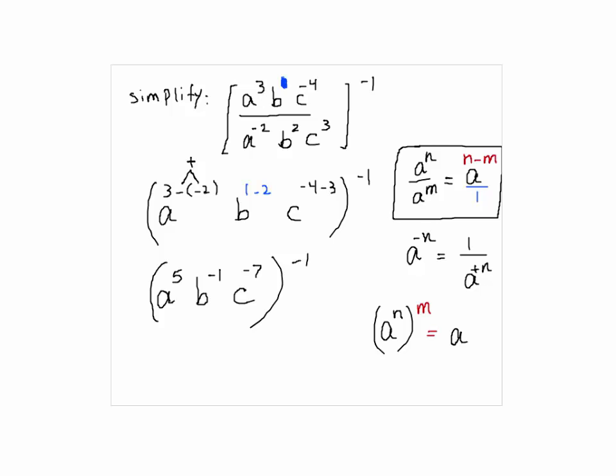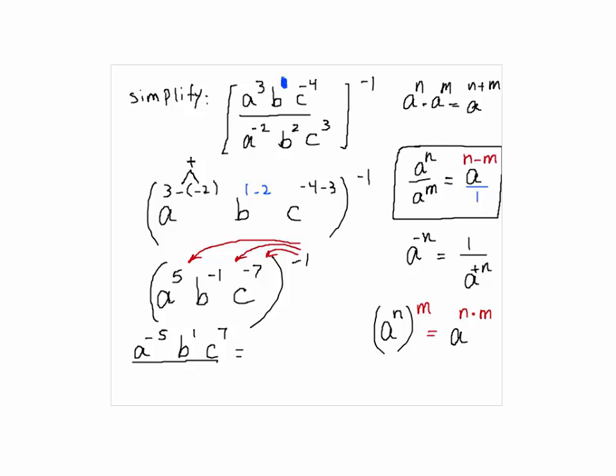No, we add them if you have a to the power of n times a to the power of m. This is when you add the exponents. In this case, you multiply them. It would be n times m. So in this case, all these need to be multiplied with each other. So it would be a to the power of minus 5, b to the power of 1, c to the power of 7, and it's all over 1.